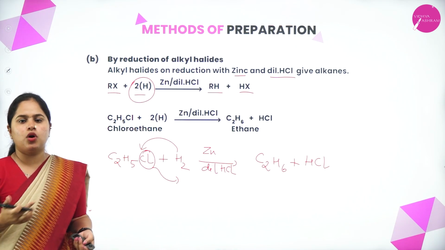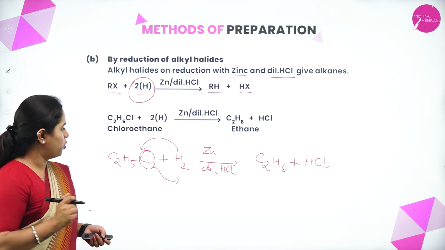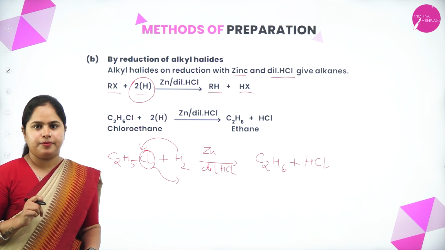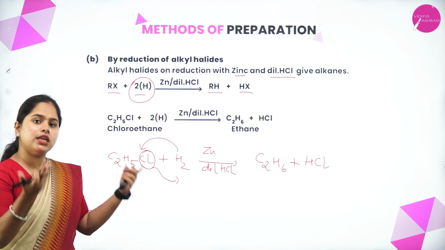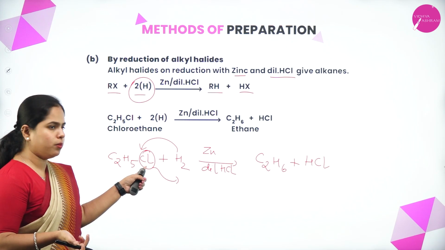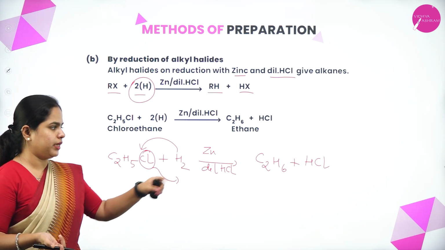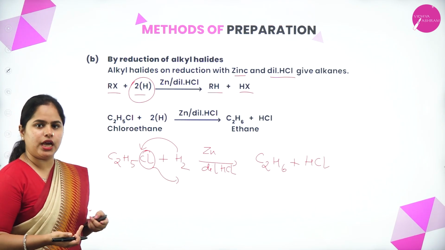So that's it. I hope this is clear for you. This is how you get the alkane. And the corresponding hydrogen halide: if it was bromine here, you will get hydrogen bromide, HBr. Right, the corresponding hydrogen halide you will obtain.